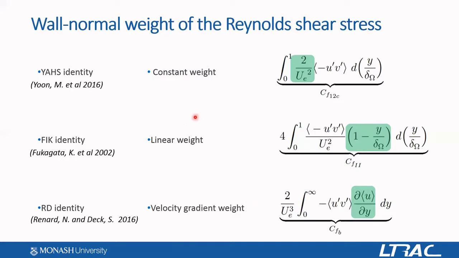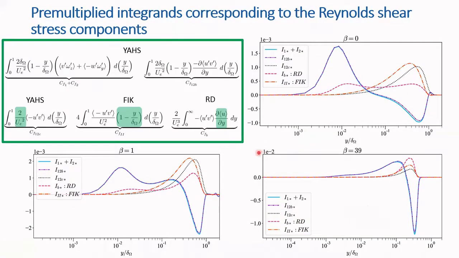The important difference to note is that the term from the YHS identity has a constant wall normal weight for the Reynolds stress. The one from the FAK has a linear weight, and the one in the RD identity has a velocity gradient weight. Now let's look into their wall normal profiles.